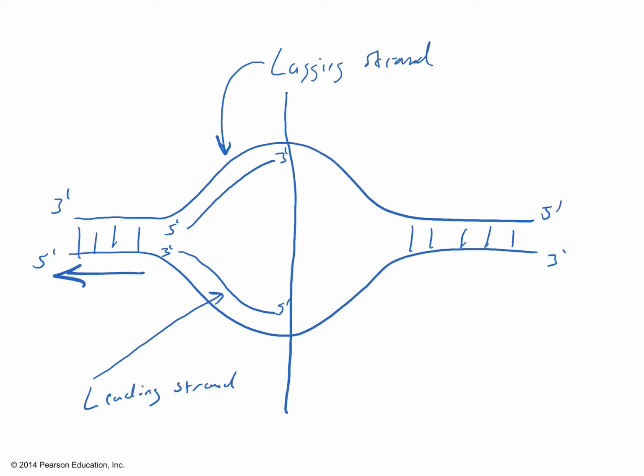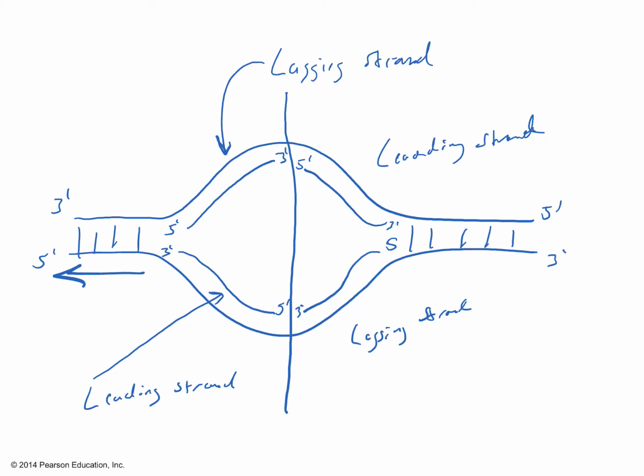All right. Now, let's look at the other half of this replication bubble. So let's imagine we draw an imaginary line here, bisecting it in two. On the other half, the fork is moving that way. That means that this is going to be the lagging strand on that side, right? And this will be the leading strand on the other side, right? So on the opposite half of the replication bubble, everything is flipped around the other way. It's the reverse, all right? So you'd have 5' there, 3' here, you'd have 3' there, and 5' there, okay?